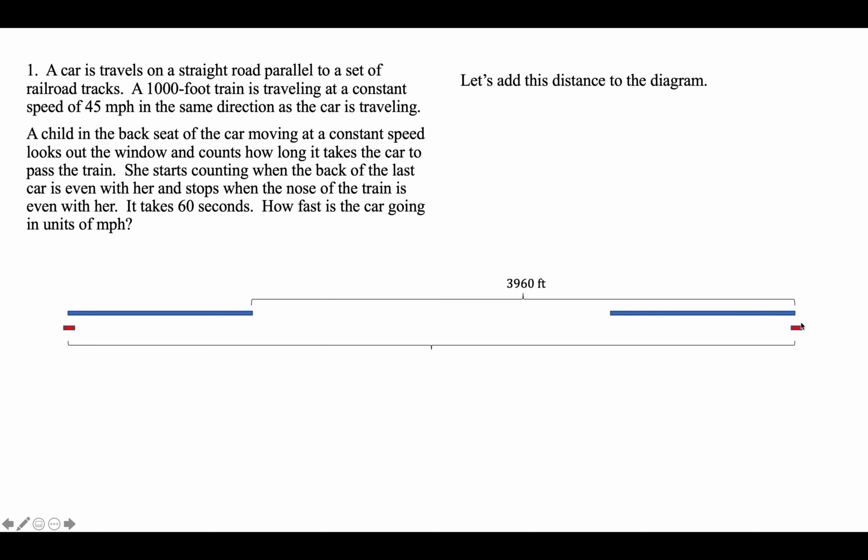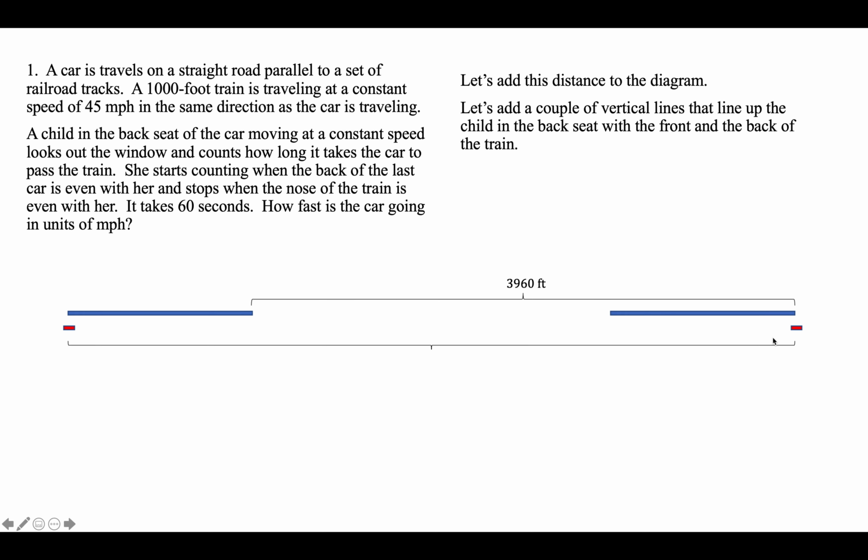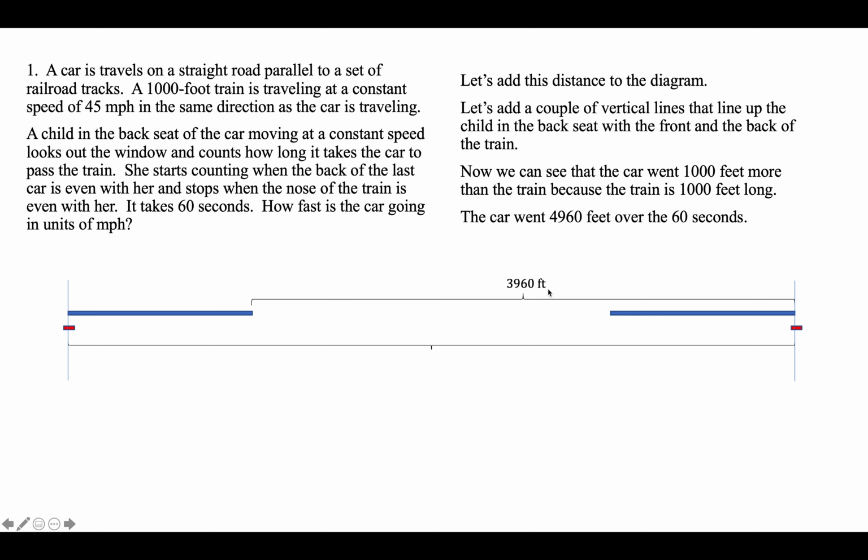All right, so there's the child in the back seat before, and there's the distance the child travels. Let's add some vertical lines here. The child's lining up with the back of the train. Over here, the child's lining up with the front of the train. Well, the car went 1,000 feet more than the train, right? There's the length of the train right there. So the car went 3,960 plus 1,000, 4,960 feet over the 60 seconds.